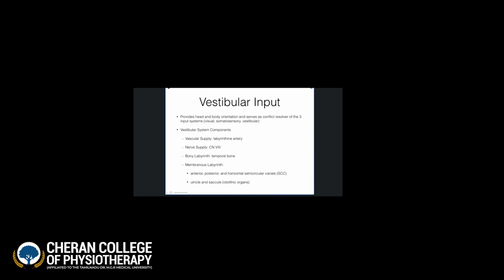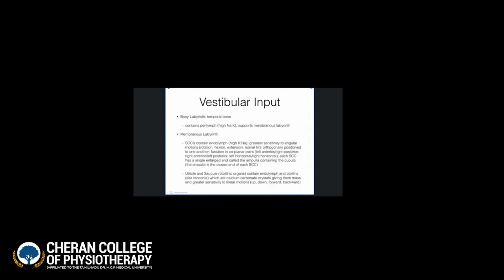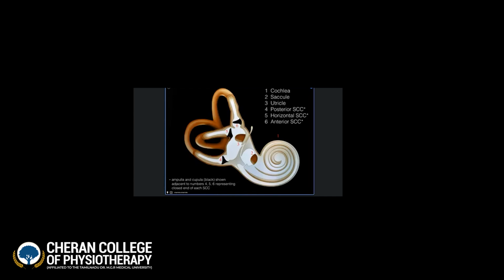So now I can repeat it once. Balance input is obtained from vision, somatosensory, and vestibular inputs. Okay. So you have seen all the components and what tests you can do. So I can move on to the other part. Okay, so this is the basic anatomy of the vestibular.